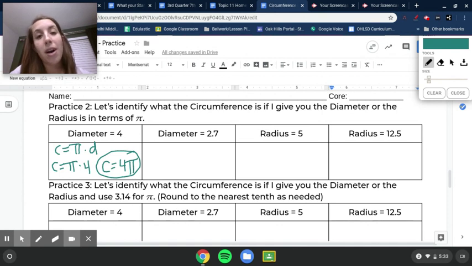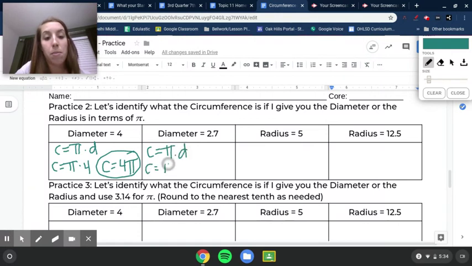The reason why we put 4 first is because pi is a symbol. You always put the number value first and then the pi symbol after. Just like when we were doing terms before. We didn't put x times 5, we put 5x. The number always goes first, which is why in this formula, we have to put 4 pi, not pi 4, even though it means the same thing. All right, same thing with this one. The diameter is 2.7. So the formula is c equals pi times the diameter, which means c is equal to pi times 2.7. So c is equal to 2.7 pi.